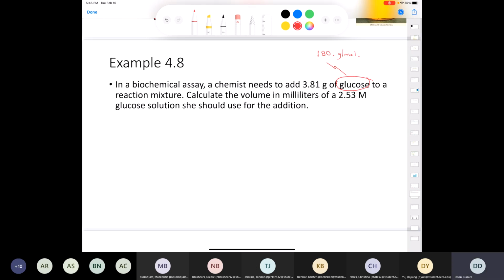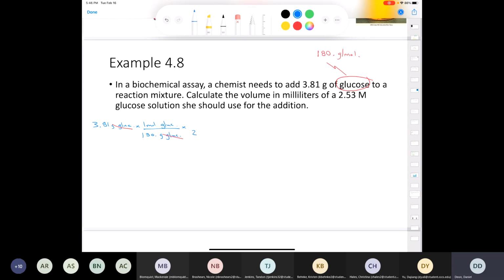We can solve this by dimensional analysis. Starting with, we know that we want to add 3.81 grams of glucose, so we'll call that GLUC, like that. And we know that in 1 mole of glucose, we have 180 grams of glucose. If we were to stop right here, just using this conversion factor, we would have the number of moles of glucose, wouldn't we? Now, how are we going to go from moles of glucose to milliliters? Well, luckily, we have the concentration in moles per liter, so we can use that as a conversion factor, right?